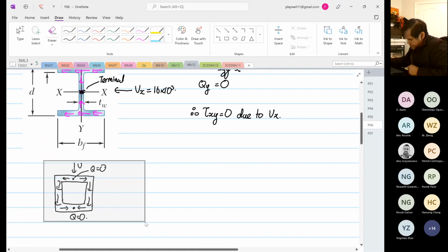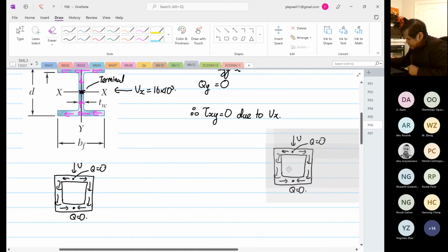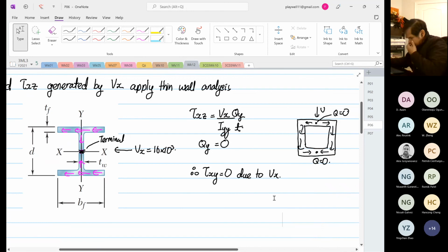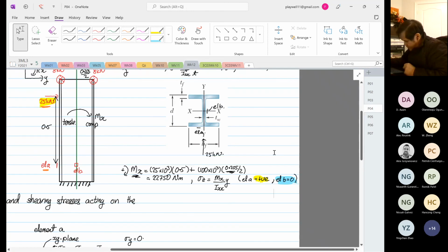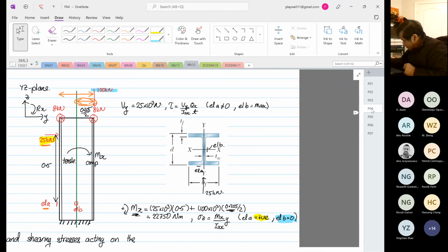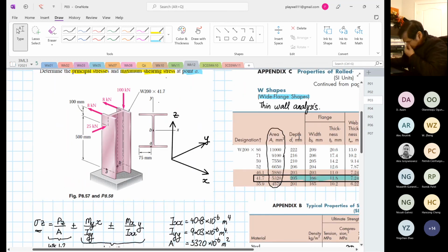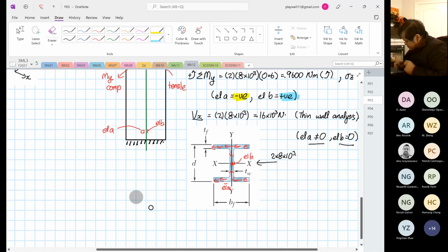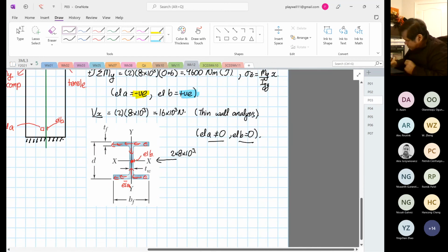Okay, so let me save some space. So that is due to Vx. So if we look at our analysis on Vx, do we have it? No, that is Vy. They have Vx. And we say point B is equal to 0. We did have it.